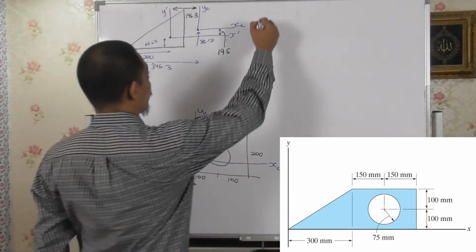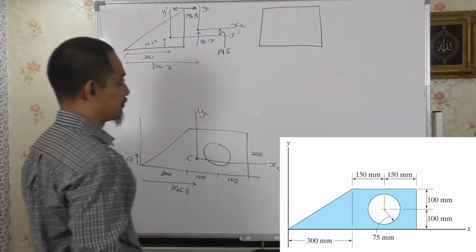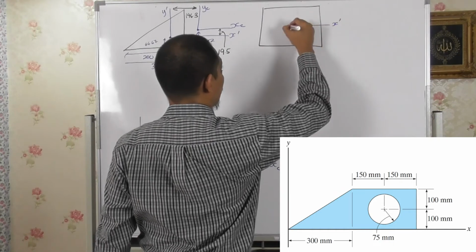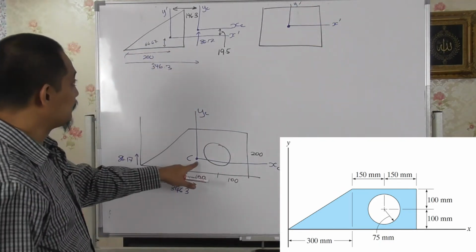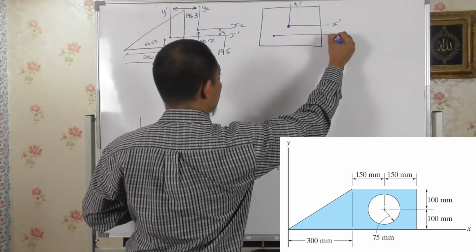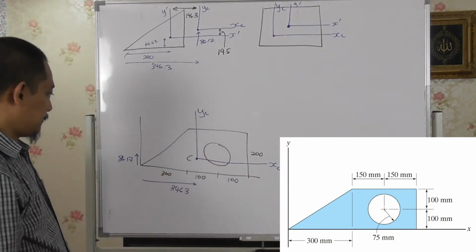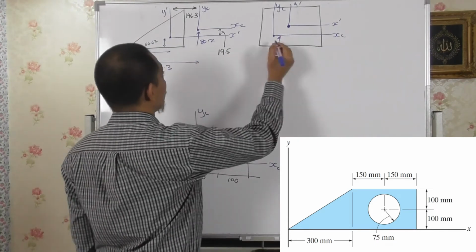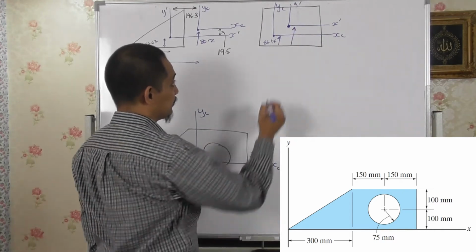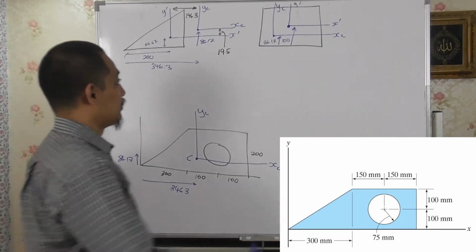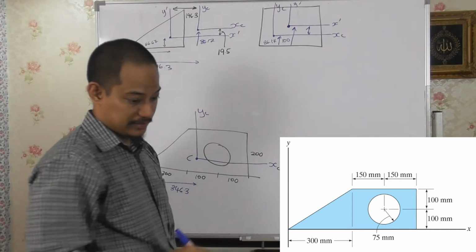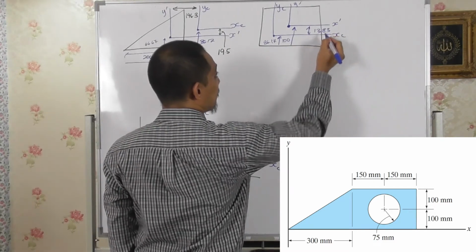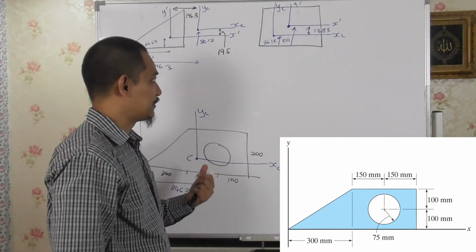What about the rectangle? For the rectangle, the center will be here. So we'll have X prime, Y prime. The centroid will be within that, somewhere here: XC, YC. For the distance dy, this one is 86.17. This one is 100, the height of it is 100. So the difference here is 100 minus 86.17, which means 13.83.